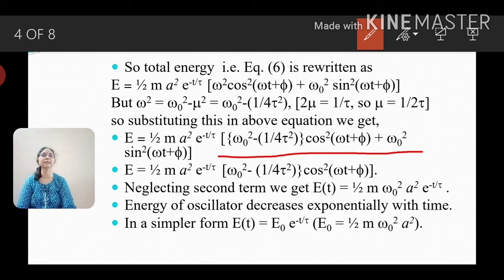So, the first term is omega 0 square, and the second term is retained like that. Now, neglecting the second term because it is very small, since we already know that it is light damping and mu is very small, we get E is equal to half m omega 0 square a square e raised to minus t upon tau. So, finally E of t is equal to half m omega 0 square a square e raised to minus t upon tau. We write half m omega 0 square a square as E 0.